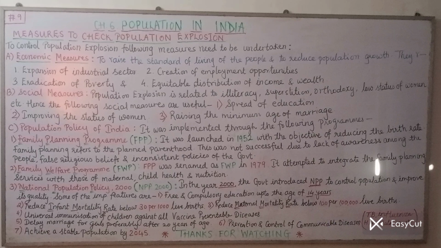Next is the seventh and the last objective, achieve a stable population by the year 2045. Now here by stable population we don't mean that population will not increase at all, but stable population means both the birth rate as well as death rate should be almost equal, so that the net addition to the population should be very negligible. That is what is meant here by the stable population. So achieve a stable population by 2045.